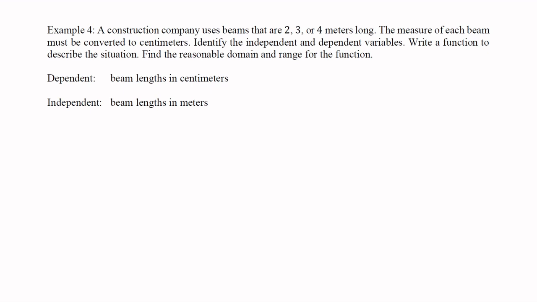So to find the length of a beam in centimeters, if we know what they are in meters, we know that to get 1 meter into centimeters, 1 meter is 100 centimeters. So we multiply that 1 meter by 100 centimeters. That's our conversion factor. So our function is going to be our length in centimeters is equal to 100 times our length in meters. So we have beams that are 2, 3, and 4 meters long. So we put 2, 3, and 4 into our function, and we get our output of our beams being 200, 300, and 400 centimeters long.